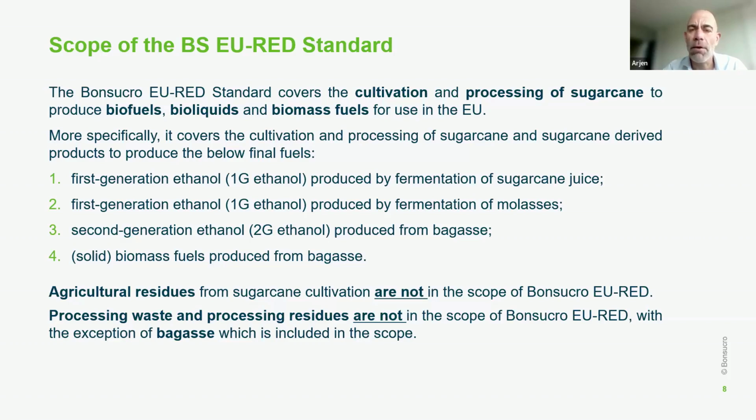It covers various chains, so production of first-generation ethanol, either by fermentation of sugarcane juice or by fermentation of molasses. Then it covers second-generation ethanol produced from bagasse and solid biomass fuels, so that's the fuels basically used to produce electricity and/or heat and cooling from bagasse. Agricultural residues from sugarcane cultivation are not in the scope, and also processing waste and processing residues are not in the scope of Bonsucro EU-RED, with the exception of bagasse, which is included in the scope. I will get back to bagasse a bit later in this presentation.